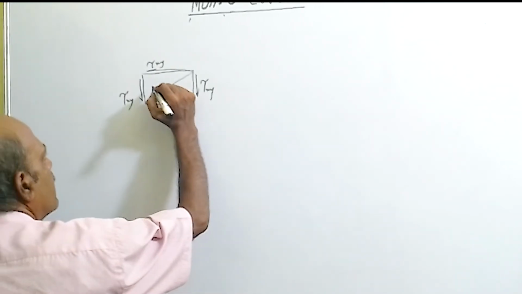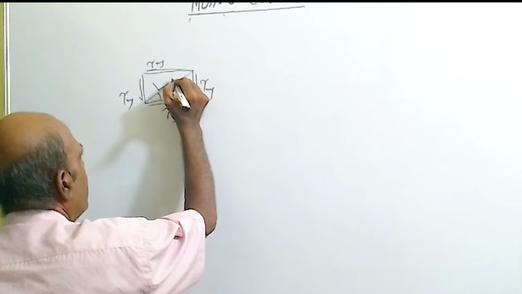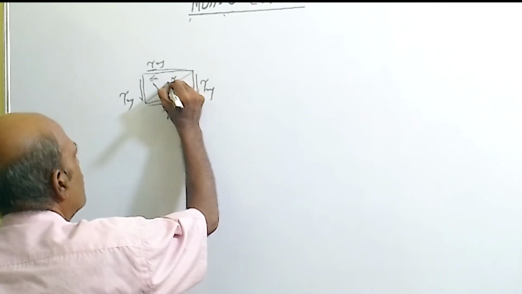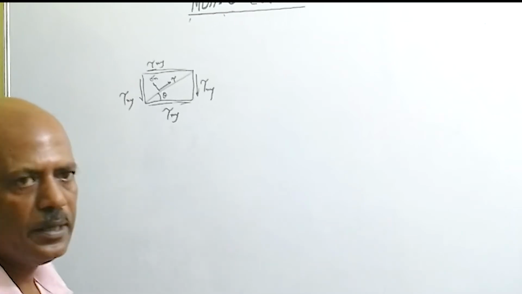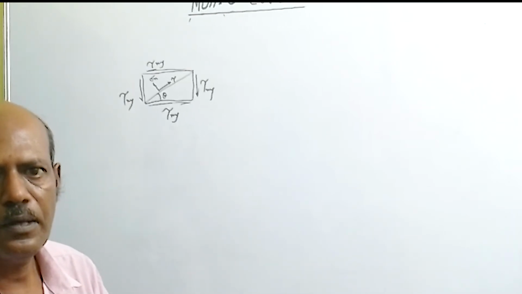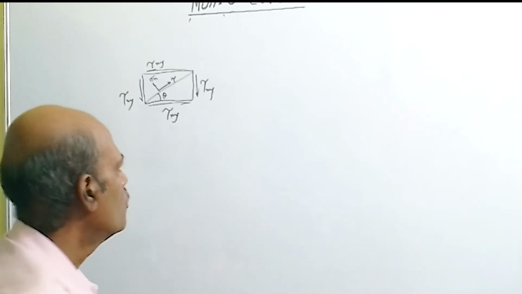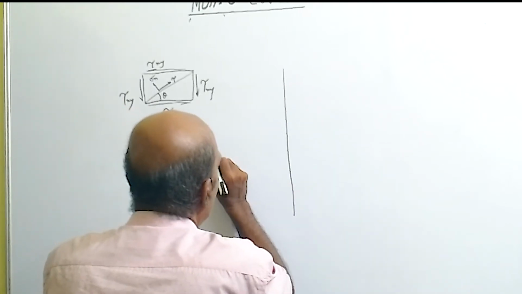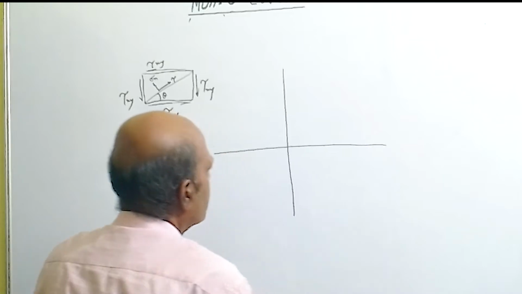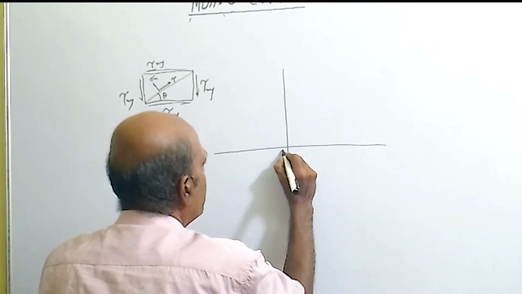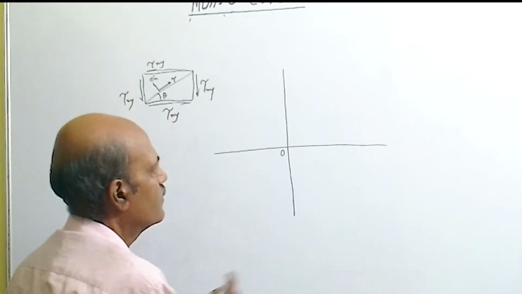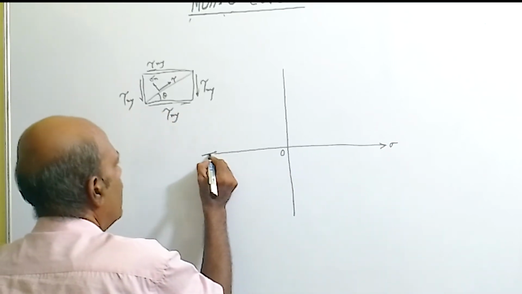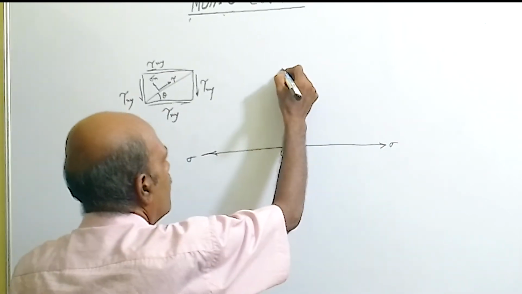Now what should be the stress condition on the inclined plane, that is sigma n and tau? So we will calculate by using the Mohr circle. For this, draw the Mohr circle. First you draw the axes. This is the origin, the sigma axis, then this is the tau axis.